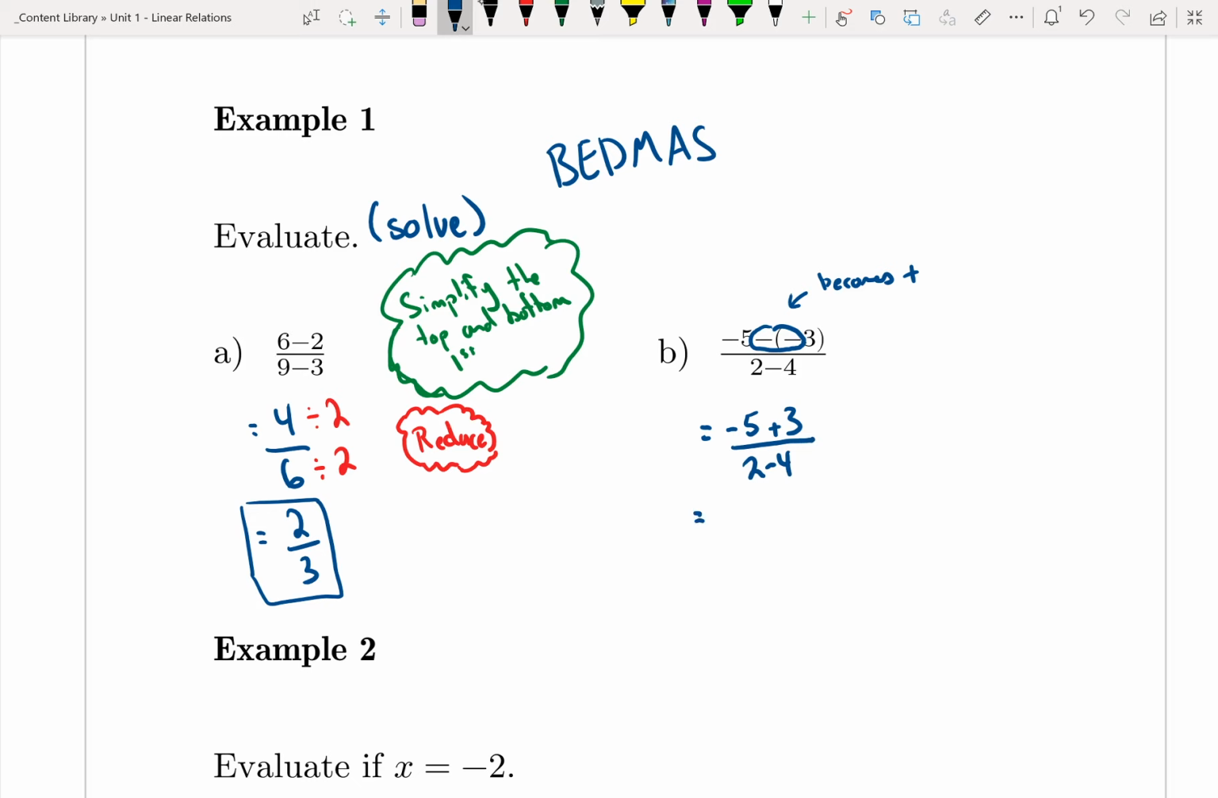I'm going to simplify the top and the bottom. Negative 2 over negative 2. And then I'm going to reduce this. In this case, I can divide both numbers by negative 2, so I get 1. Or I can just do negative 2 divided by negative 2. Again, the fraction just means division.